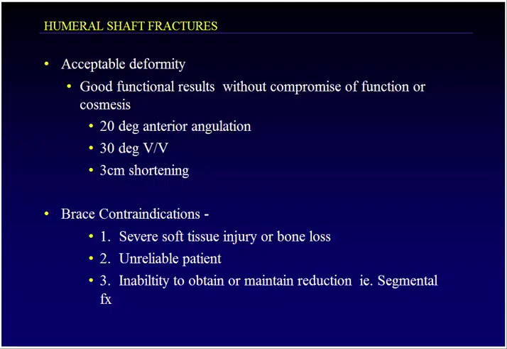So what is an acceptable alignment for a humeral shaft fracture? You can expect a good functional result without compromise of either shoulder function or cosmesis if you have less than 20 degrees of anterior angulation, less than 30 degrees of varus valgus angulation, and less than 3 centimeters of shortening. Those are the criteria, if you will, for an acceptable closed treatment, and the vast majority of humeral shaft fractures will fit those criteria.